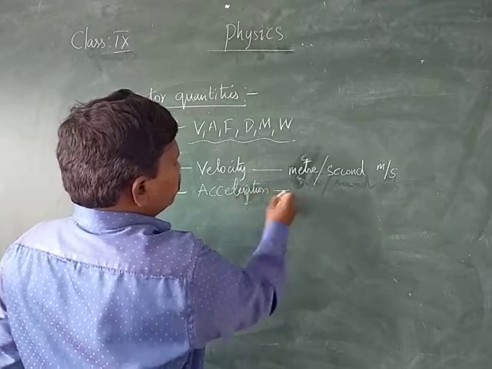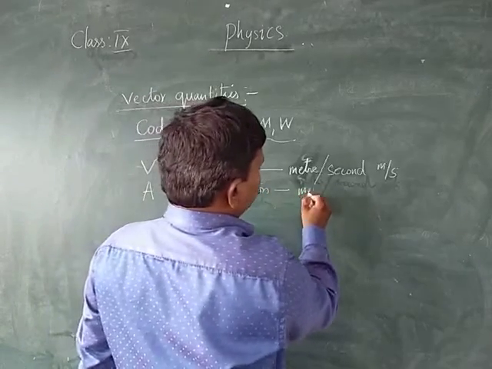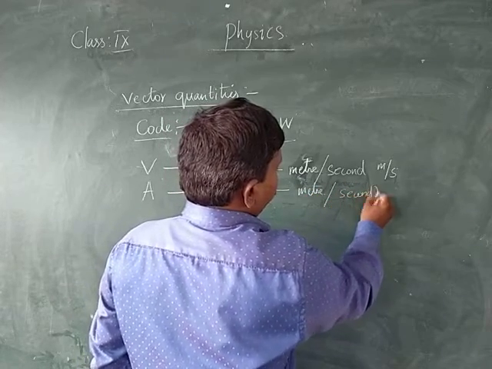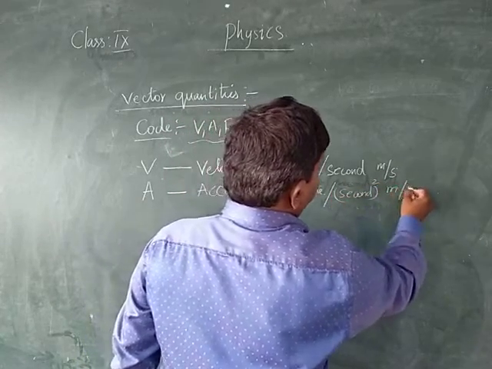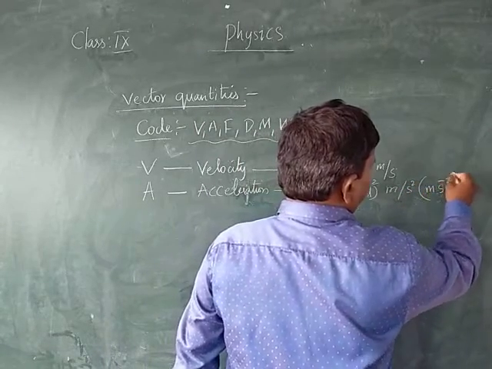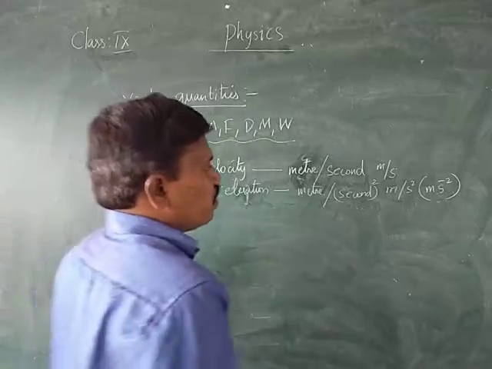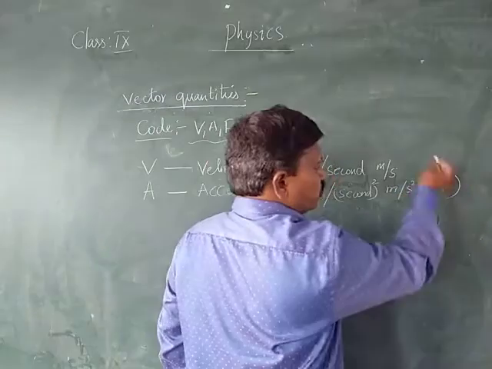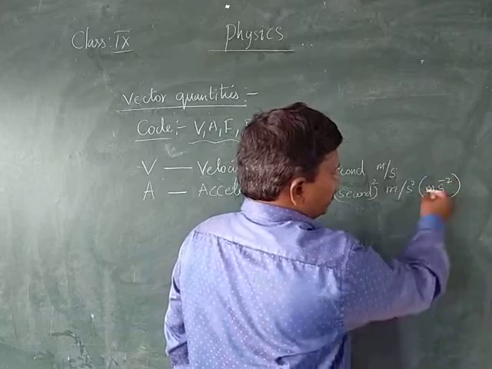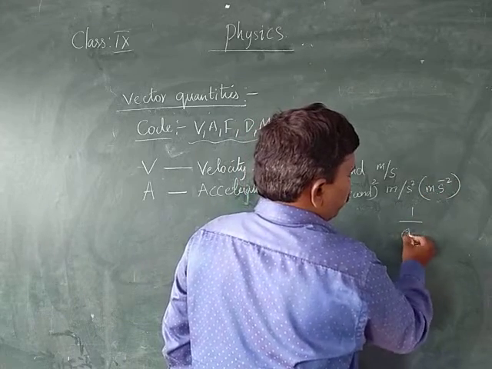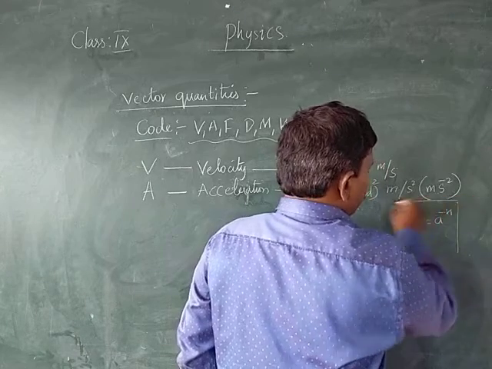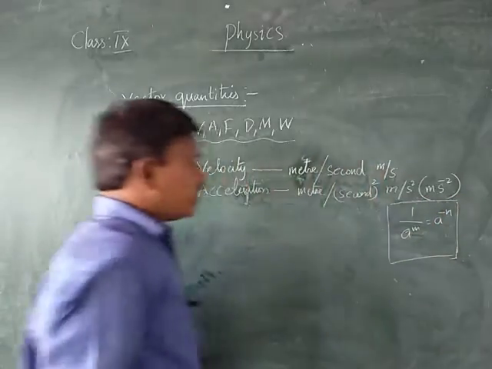Acceleration. The unit is meter per second square. We can write this meter per second square in another way also, m s to the power of minus 2. Why? Because if this 2 is coming to the numerator, we write it in the negative form. It is an identity: 1 by a to the power of n is equal to a to the power of minus n.